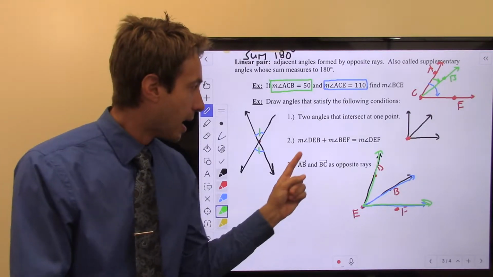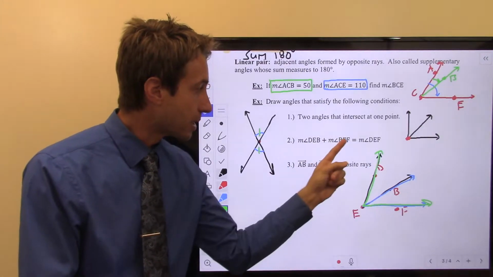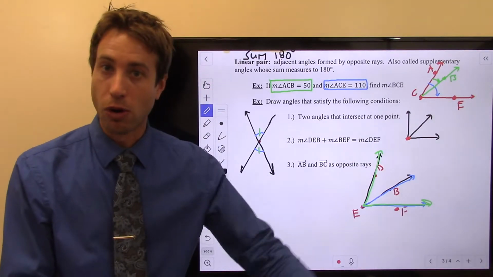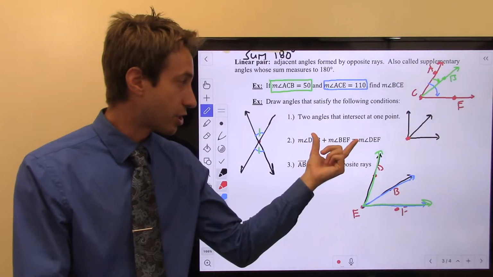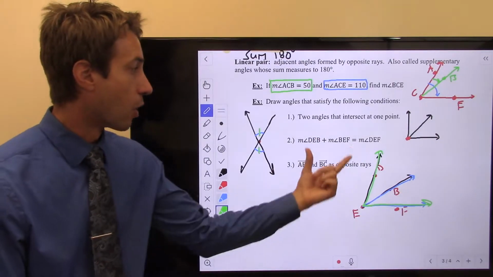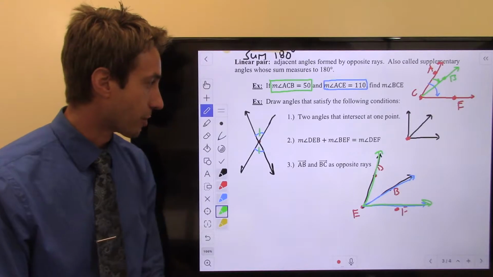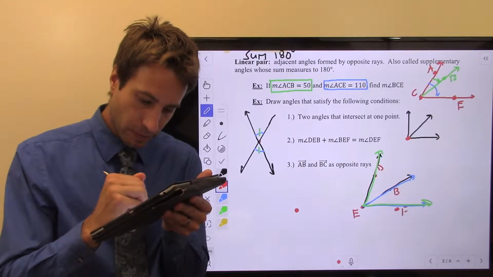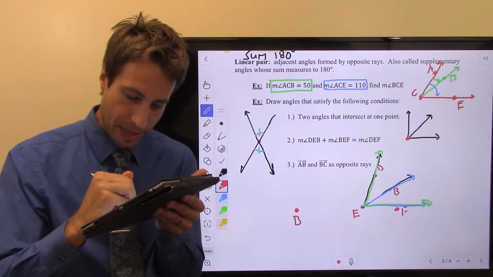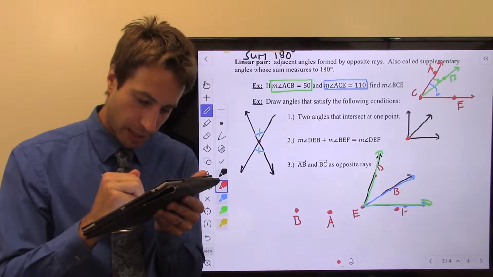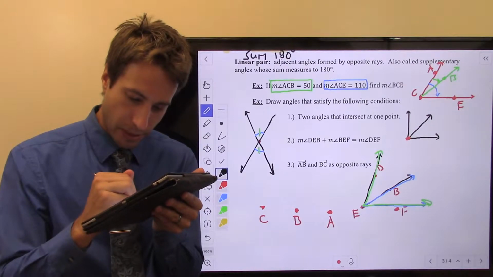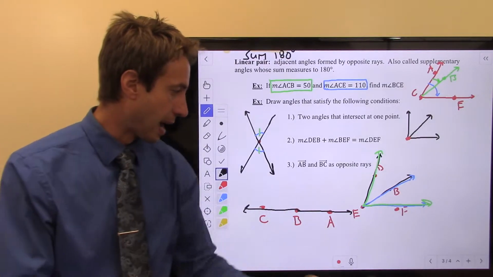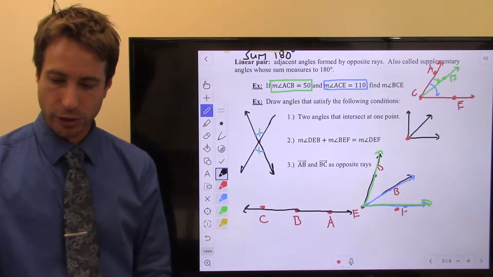Do you see that? I've got DEB plus BEF is equal to DEF, that overall larger angle. This is the angle addition postulate, or the figure representing that picture. And then this one, really easy. B is your middle point. I've got two rays, ray AB. Let's put A over here, let's put C over here. I know that they're opposite rays. They have to go in opposite directions. They're two rays that form a straight line when you put them end to end.